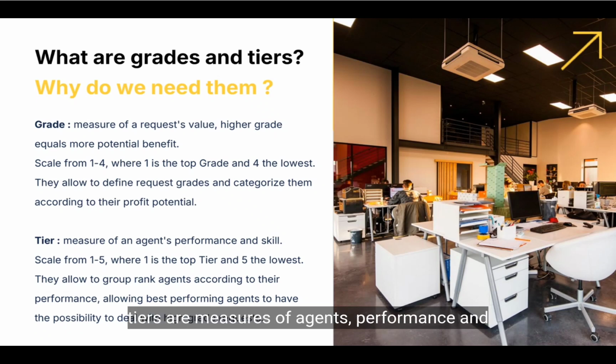The tiers are measures of agents' performance and skills with the same scale from 1 to 5, where 1 means a consistently performing agent, and 5 means an agent who needs to focus on improving his performance. By using a tier system, we can reward top performers with increased priority and access to top-graded requests and encourage low performers to take action and increase their tier. Quality work will be rewarded thanks to the grades and tiers system.